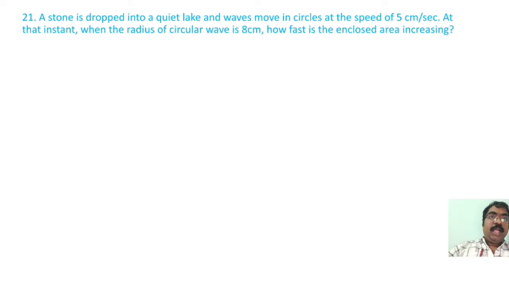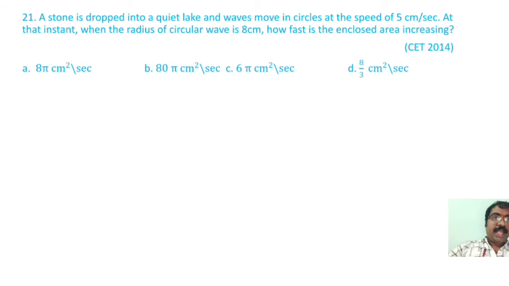Problem number 21. A stone is dropped into a quiet lake and waves move in circles at the speed of 5 cm per second. At that instant, when the radius of the circular wave is 8 cm, how fast is the enclosed area increasing? Asked in CET 2014. Options: 8 pi, 80 pi, 6 pi, 8 by 3.